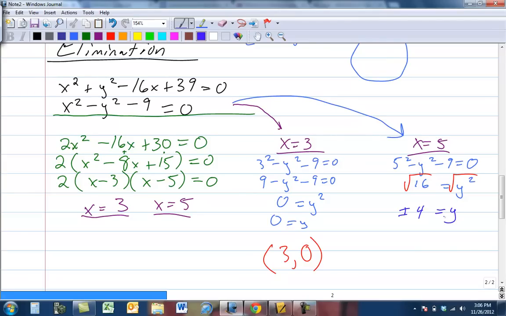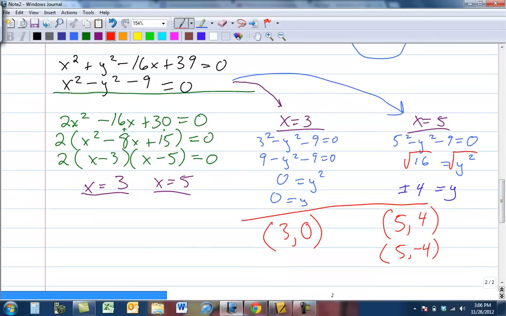What does that mean? Well, since it's plus or minus, that means we're going to get two different ordered pairs out of this. We're going to have the point (5, 4), and we have the point (5, -4). So this actually has 3 different solutions.